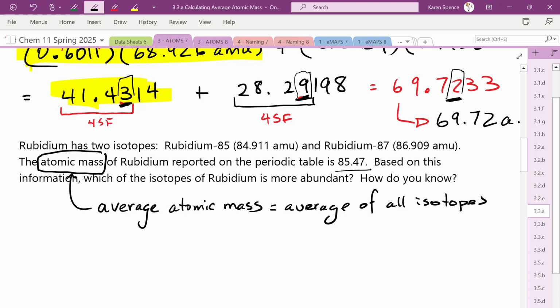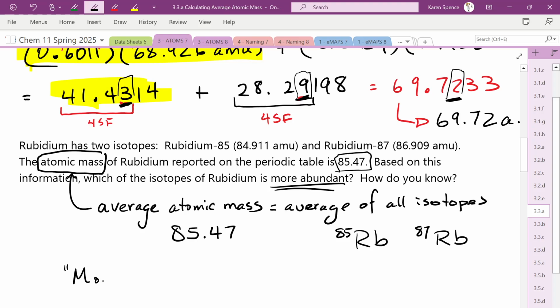And that is 85.47. So we have rubidium 85 and we have rubidium 87. Those are the 2 isotopes. Which of the isotopes is more abundant? What does it mean when I say more abundant? It means we have more of it. It'll have a higher percentage.